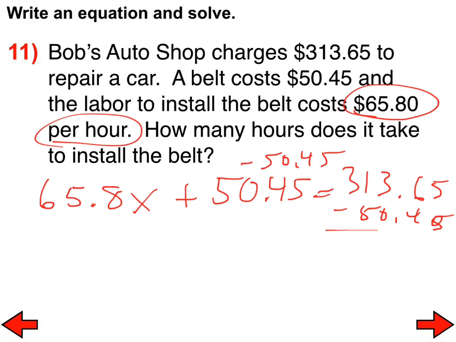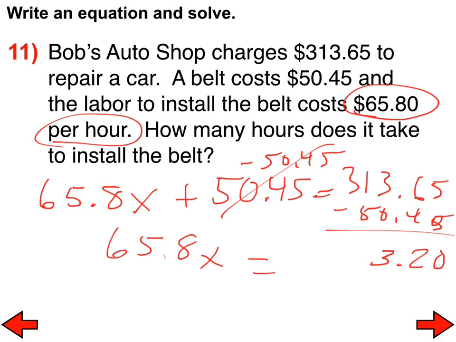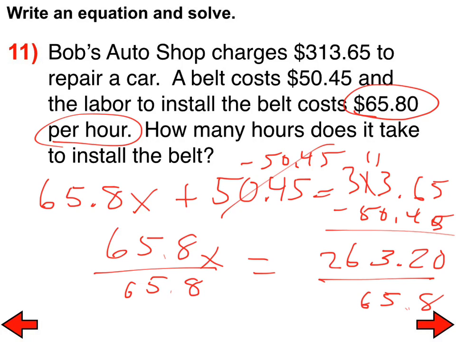We, of course, need to subtract 50.45 from both sides. And that's a 5, not a 0. So I end up at 65.85x equals, and I'm trying to read my sloppy writing here, I think that's $263.20. Divide both sides by 65.85. A few of you got tangled up in the division there, but you should realize that more than likely it should come out even. Is it 4 hours? Yes. All right, so it took 4 hours to install the belt.